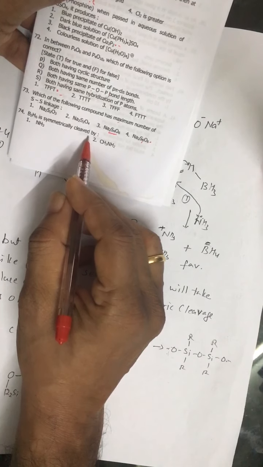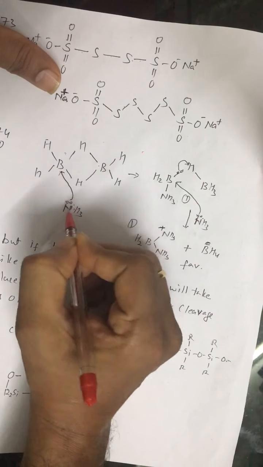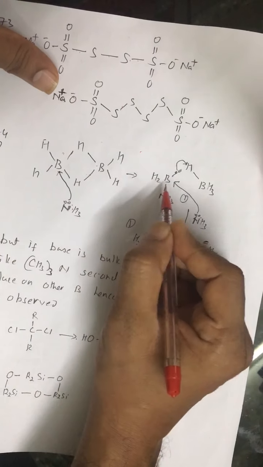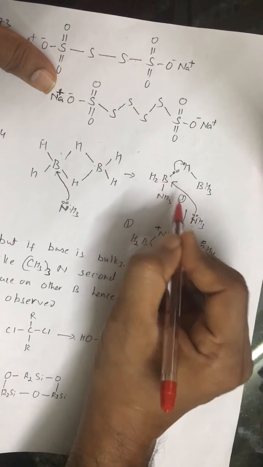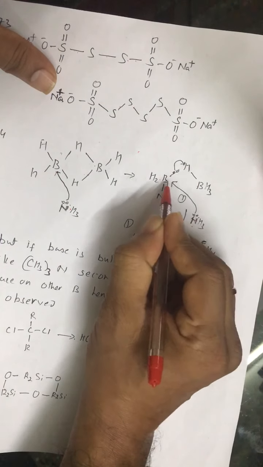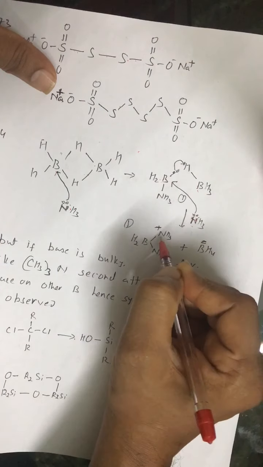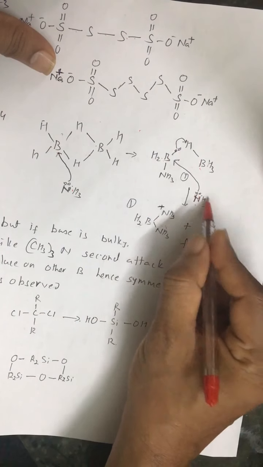Now look at question number 74. B2H6 is symmetrically cleaved by. So actually normal small bases, they attack like ammonia, they attack this boron, and then this bond is broken. So initially we get this kind of structure, and then again an ammonia molecule, there are two possibilities. This ammonia can attack this boron or this boron. If it attacks this boron, this is called unsymmetrical cleavage. So this is quite possible if a small base is used.